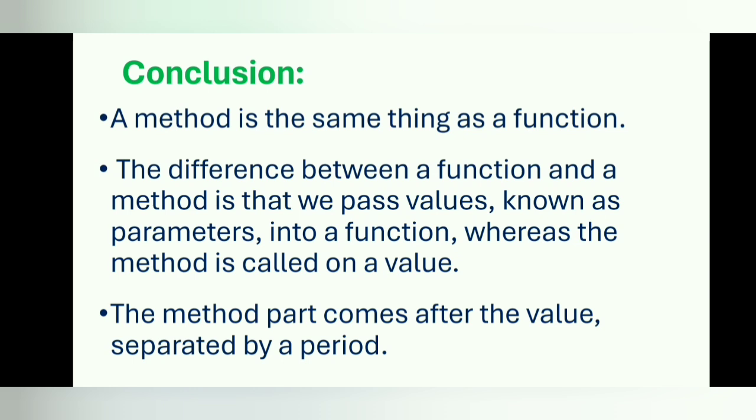Conclusion: a method is the same thing as a function. The difference between a function and a method is that we pass values known as parameters into a function, whereas the method is called on a value. The method part comes after the value, separated by a period. Each data type in Python has its own set of methods. The list data type, for example, has several useful methods for finding, adding, removing, and otherwise manipulating values in a list.